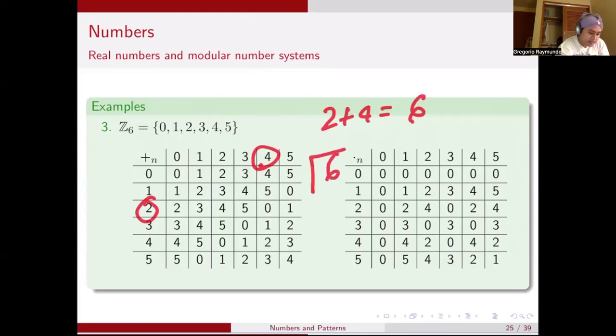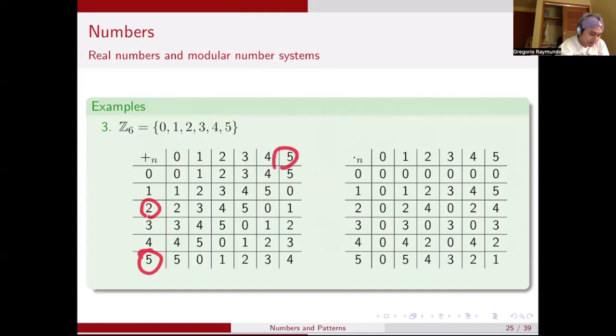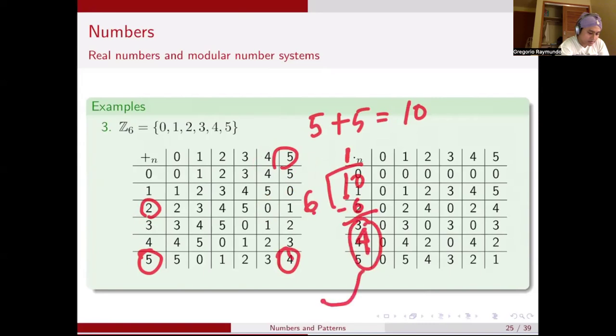6 divided by 6, 1. 6 minus 6, 0. So 0. 5 plus 5 is 4. 5 plus 5 is equal to 10. 10 divided by 6, 1. 10 minus 6, 4. Okay?